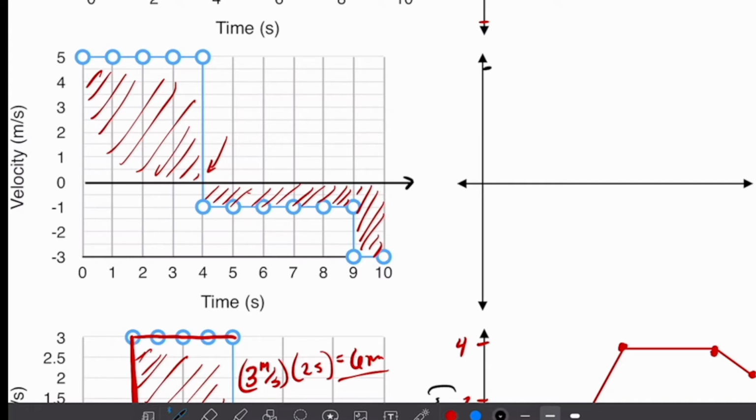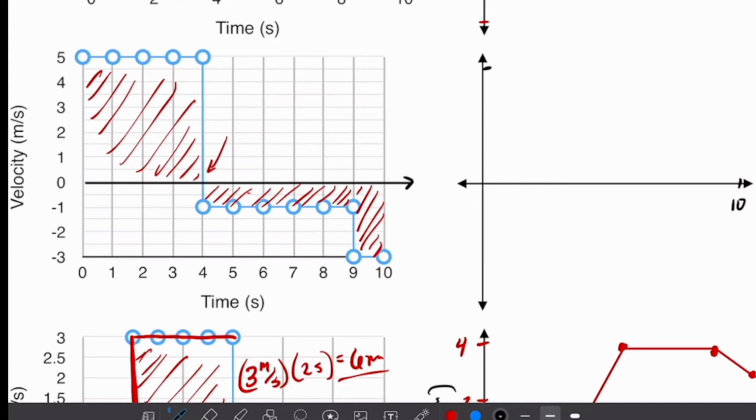Now, in order to transition to the position graph, one of the things that you need to start recognizing is that the position graph is telling us about the same event. So I have 10 seconds of evidence on my velocity graph. I need 10 seconds of evidence on my position graph. They capture the same event.